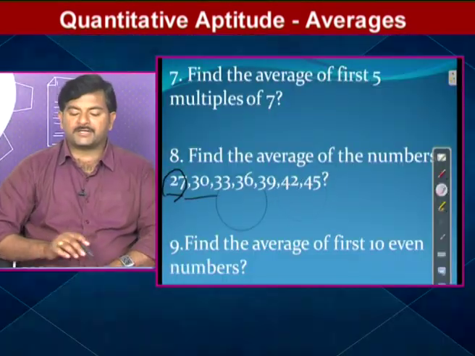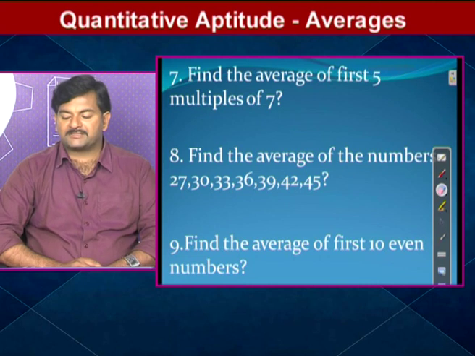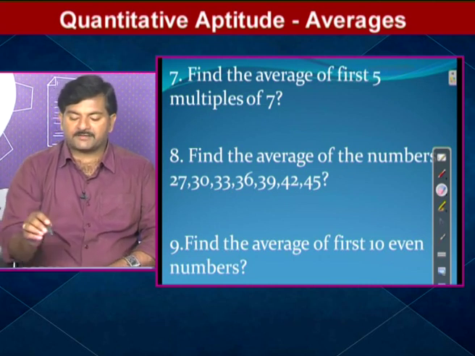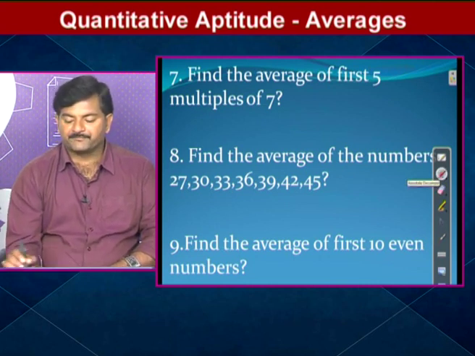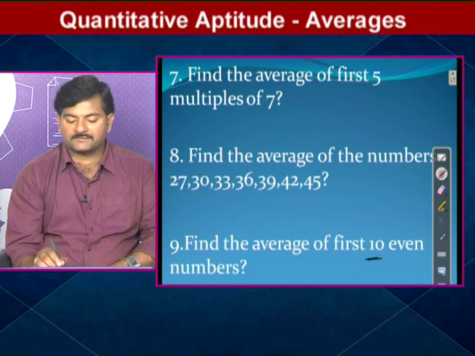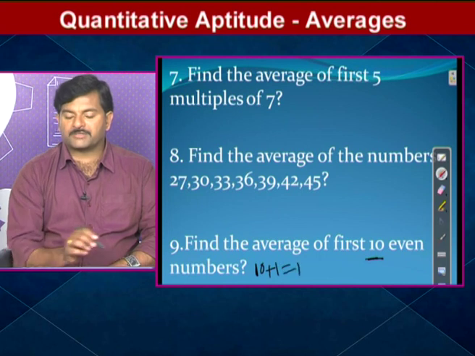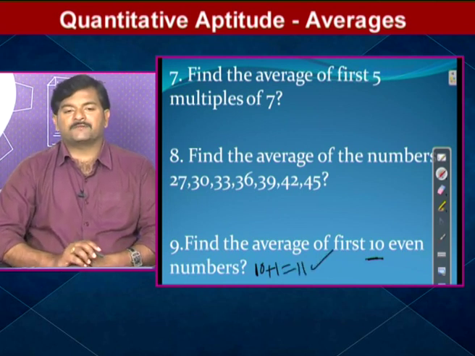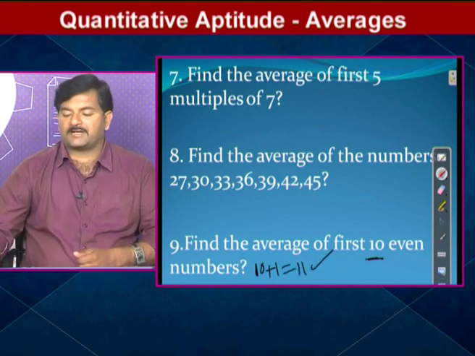Okay, what is the question here? Find the average of the first 10 even numbers. So what is the average of the first 10 even numbers? Simply, first 10 he mentioned. That's why 10 plus 1. 10 plus 1 is equal to how much am I getting? 11. Hence the answer for question number 9 is 11.